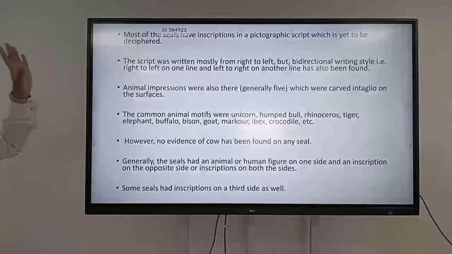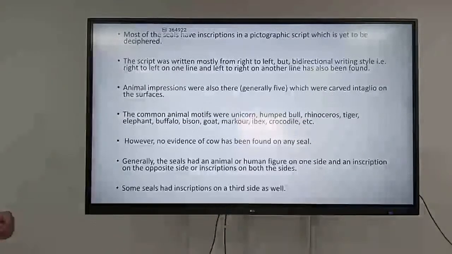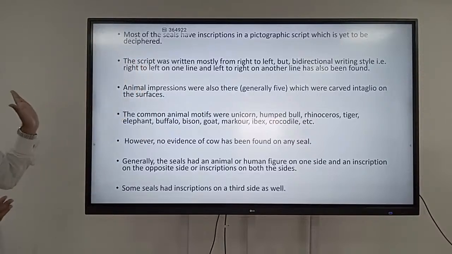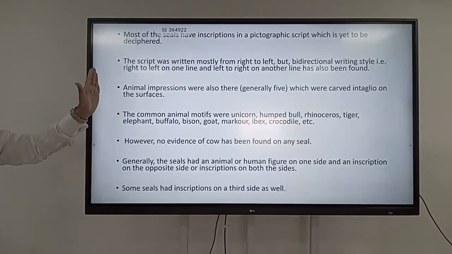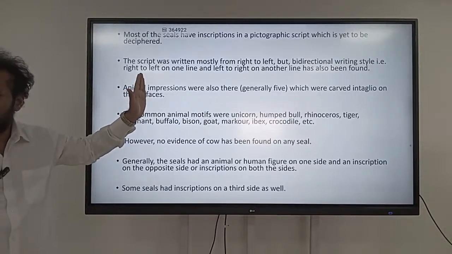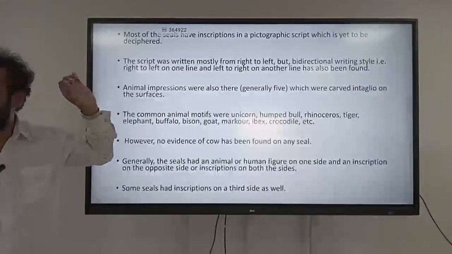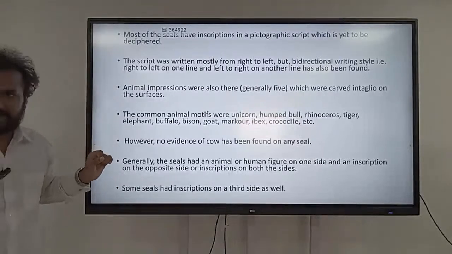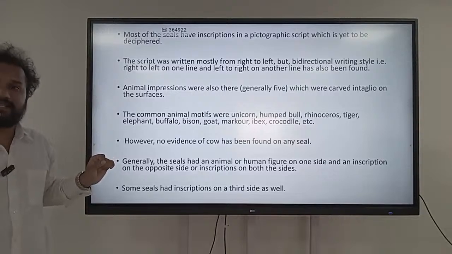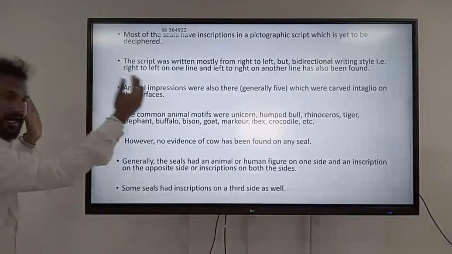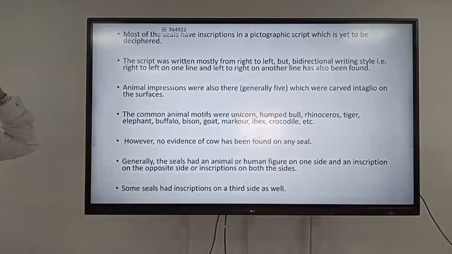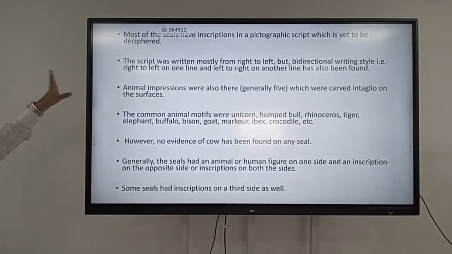Understood? Mostly that is a bidirectional script. English starts from left to right, then the second line also left to right, and the third line also left to right. That is English, Devanagari, or Roman script. Even Dravidian script is like that. But the pictographic script found on the seals of the Harappan civilization is totally different. It is a bidirectional script. The first line starts from right to left, the second line again from left to right, then the third line right to left. In that way, the script was written on those seals.